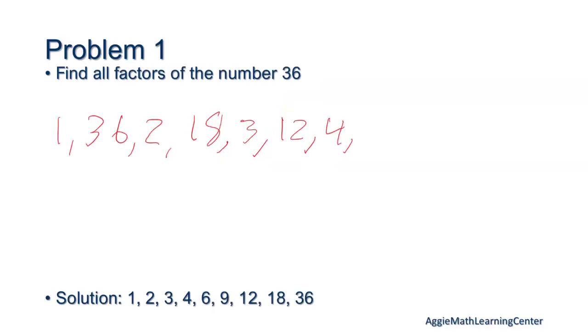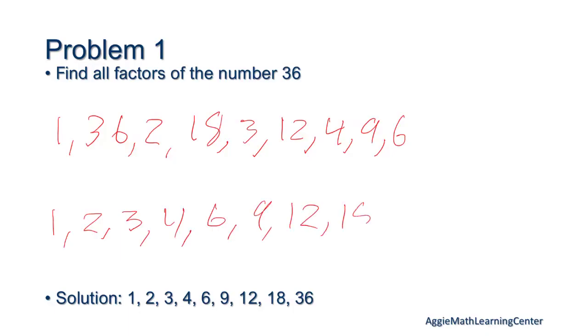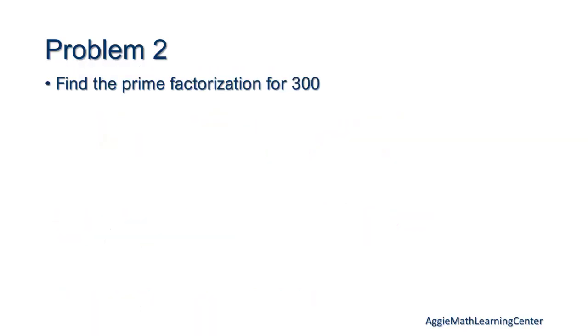Is 4? 4 is a factor. Multiplies by 9. 5 is not a factor. 6 is a factor. 7 is not a factor. And then at that point, we've done all of them. And so at this point, you just order them from lowest to largest. So 1, 2, 3, 4, not 5, not 6, 9, 12, 18, and 36. All right, does anyone have any questions? Okay. Go ahead and move on.